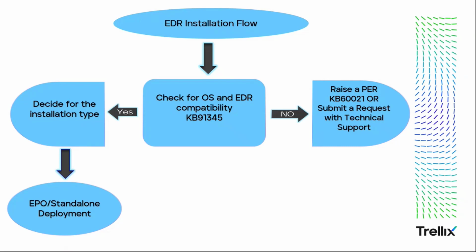Now, using the Trellix EPO SaaS or the on-prem EPO, you can push the EDR client from the EPO using the client task, whereas in the standalone, we can install the client locally on the machines. We will look in detail about how we go about the installation process in a few minutes.